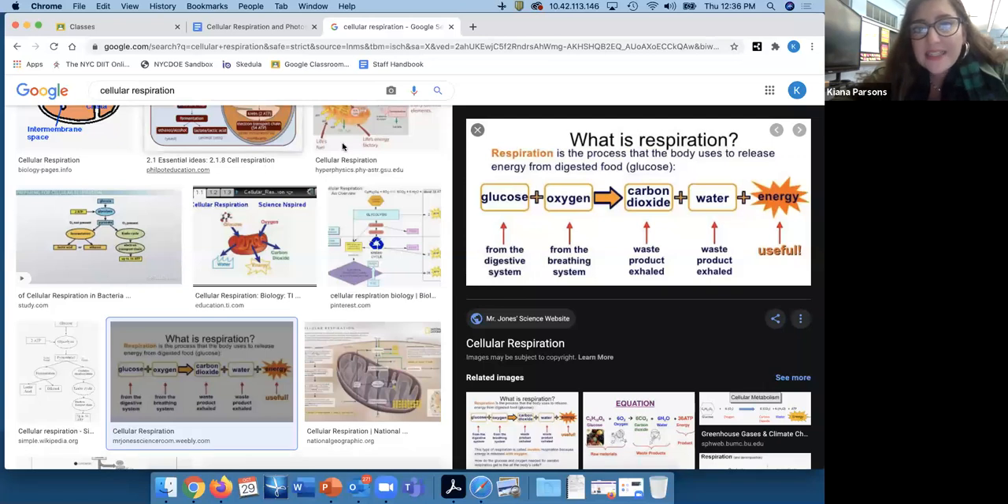And what I would say is this image here is perhaps a little bit below what you would want to write, right? So I showed you one that was a little bit too advanced with Krebs cycle and glycolysis. This here is just calling the energy produced just energy, but in your case, you want to make sure you refer to it as ATP or adenosine triphosphate. But this is a good caption. Respiration is the process that the body uses to release energy from digested food. And you can go even a little bit further and say the chemical bonds, right? Releasing the energy stored in the chemical bonds.